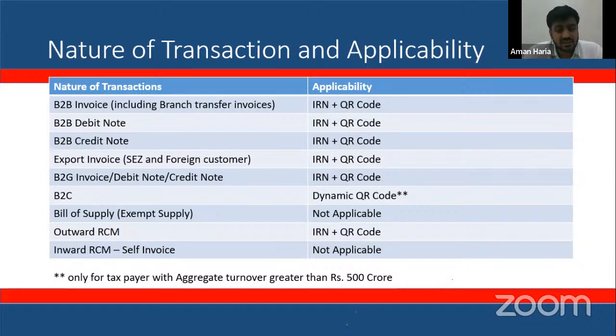The last case, the invoices on which you as a recipient pay tax under RCM, for those self invoices you are not required to generate IRN and QR code. I hope this clears the picture further.